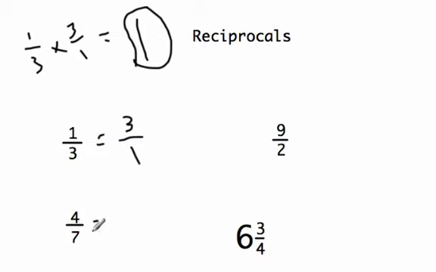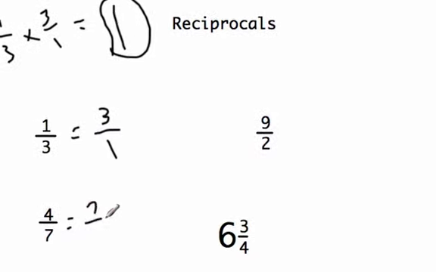The reciprocal of 4/7 would be 7/4. And again, we would get 1 whole if you were to multiply these. It would be 28 over 28, which is 1 whole. The reciprocal of 9/2 is 2/9. This is the one that's a little bit trickier.